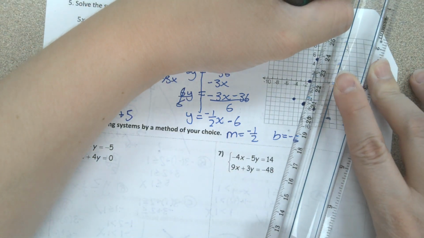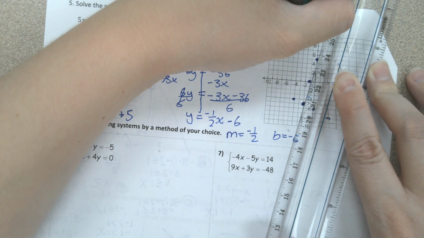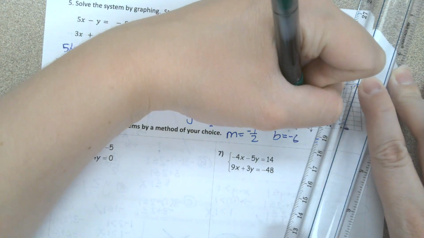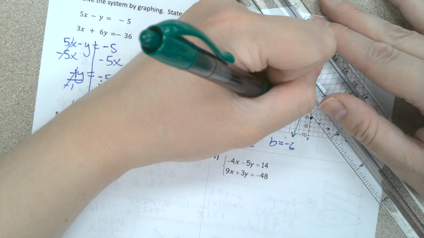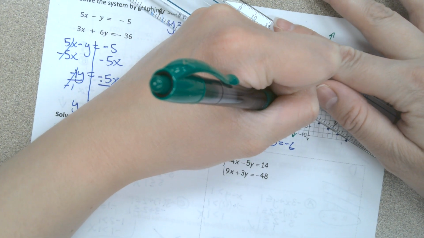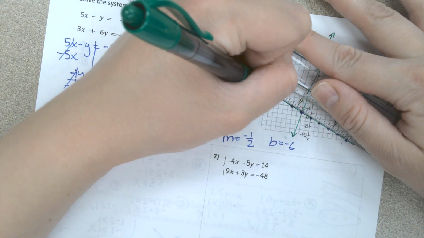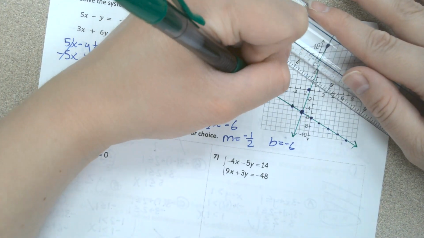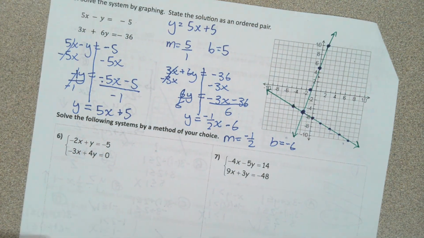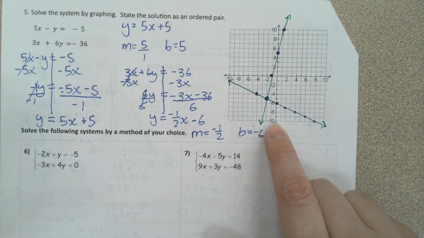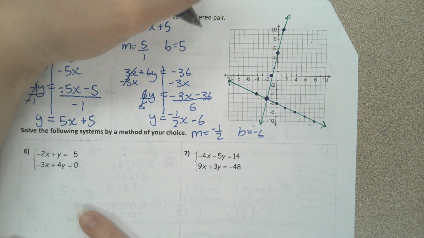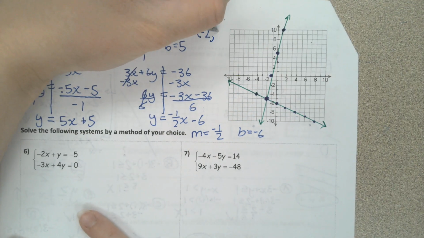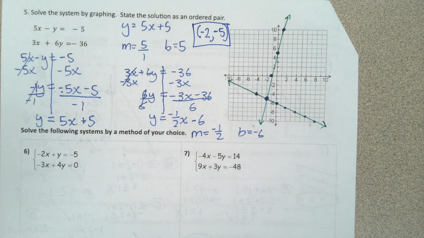Okay. So again, line them up as best as you can. These look off for some reason. So as you can see, my answer is negative 2, negative 5. And again, you have to state your final answer. Negative 2, negative 5. And that's it.